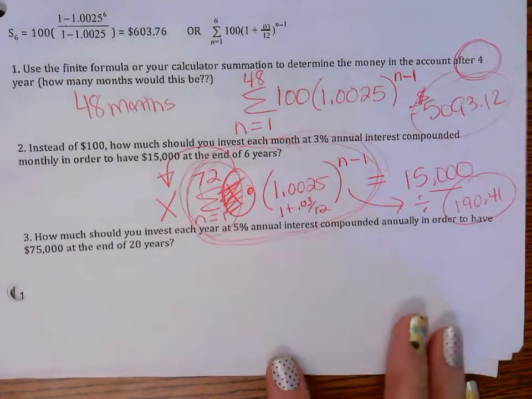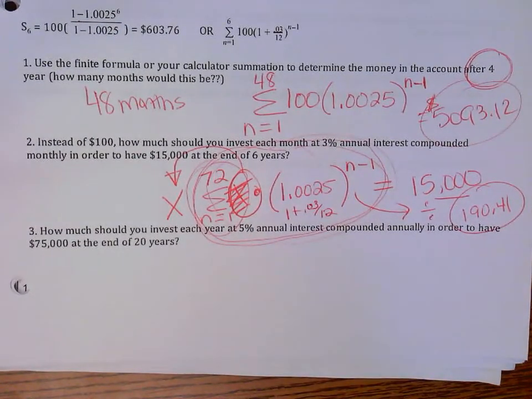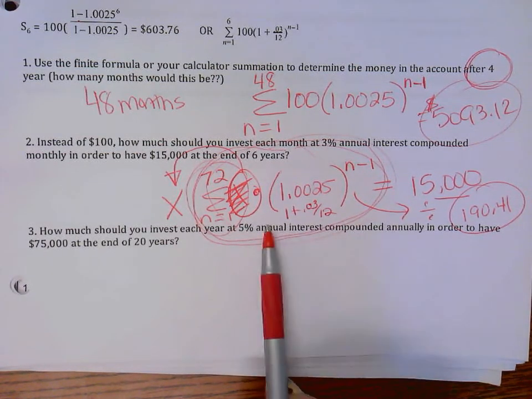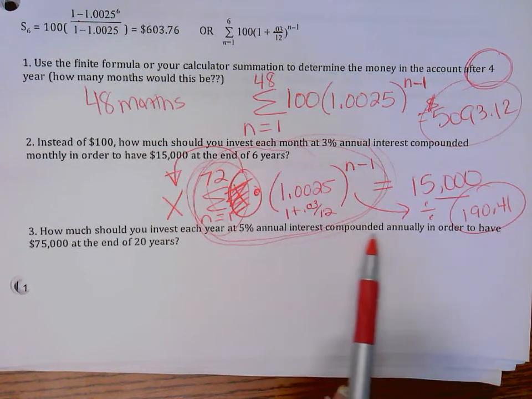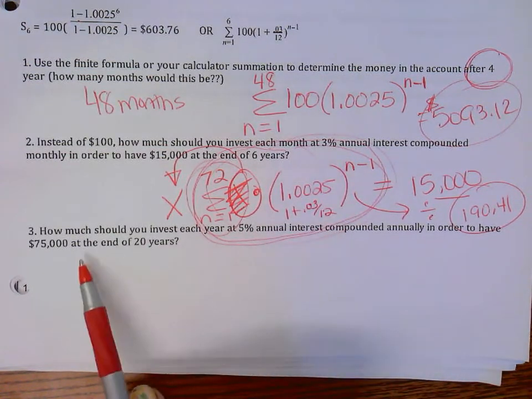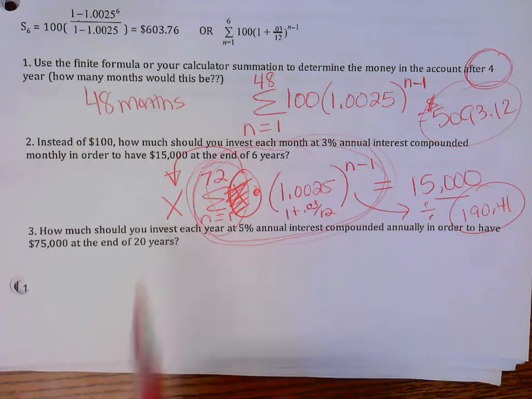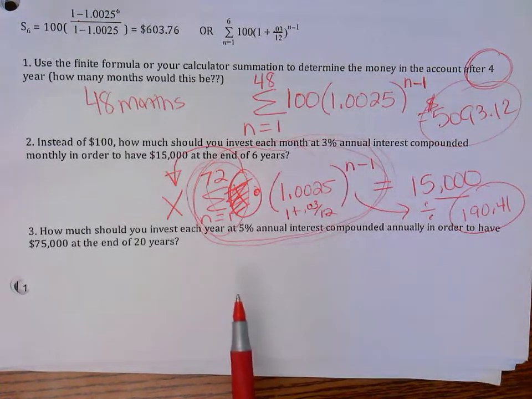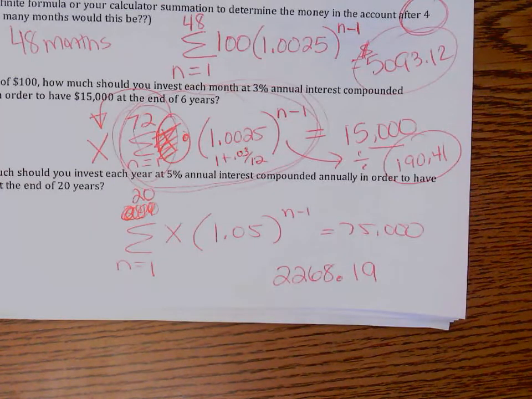All right, see if you can do number 3. How much should you invest each year at 5% annual interest compounded annually? So that's going to be a slightly different decimal. Think about that. And you want to have $75,000 at the end of 20 years saved up. So see if you can figure out what you would have to do. How would it change your interest rate here? I'm going to give you a minute to think about it. The 5% at the end of each of those 20 years.